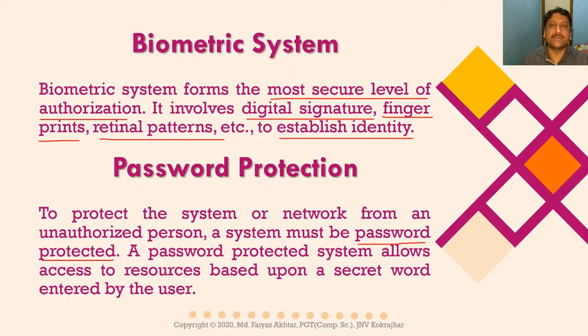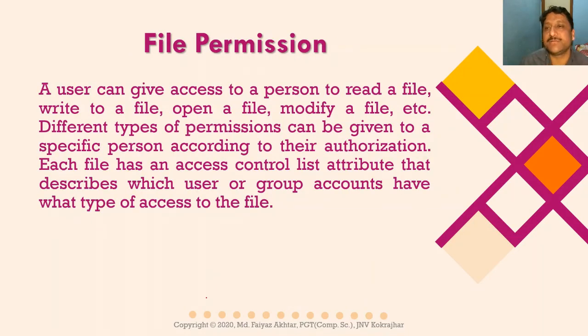Only those persons who know the password can access your system, so it protects our system. A password protected system allows access to resources based upon a secret word entered by the user, which is known by the user. File permission. A user can give a person access to read a file, write to a file, open a file, modify a file, etc.